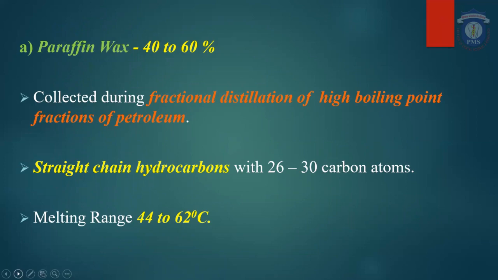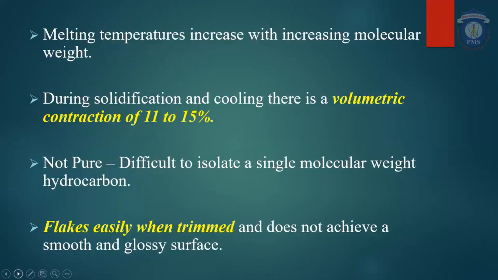It is mainly 40 to 60%. And what is the source of this paraffin wax? Paraffin wax is collected during the fractional distillation of petroleum, from the high boiling fraction. They are mainly straight chain hydrocarbons with 26 to 30 carbon atoms. The melting range is 44 to 62 degrees Celsius, and the melting temperature increases with increasing molecular weight.